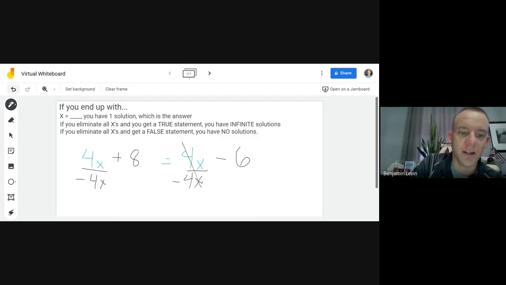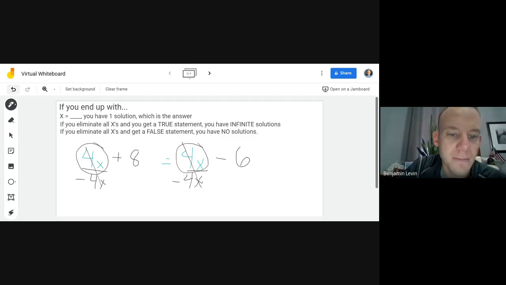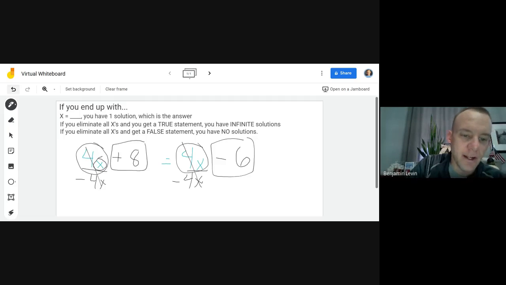I subtract 4x over here because whatever I do to one side, I have to do to the other side, right? I have to do the same thing to both sides of the equal sign. So if I subtract 4x from here and get rid of it, that gets rid of these too. I had the same number of x's, so I know those are going to be eliminated. But now we end up with 8 equals negative 6. That is a false statement. So we cannot have any solutions because that is false, right? Whatever number I would plug in for x, we could never have a solution for that problem.